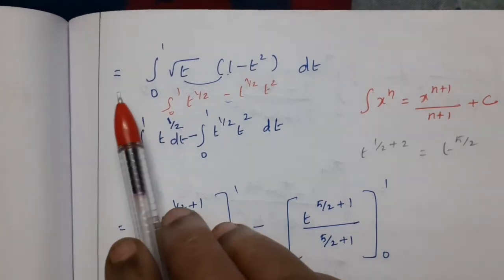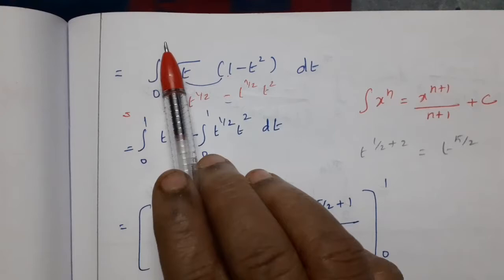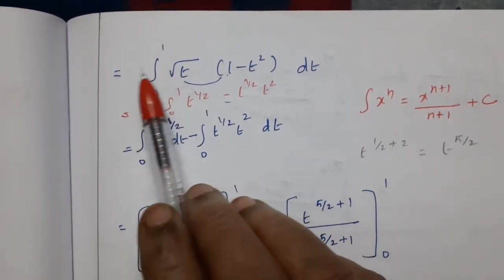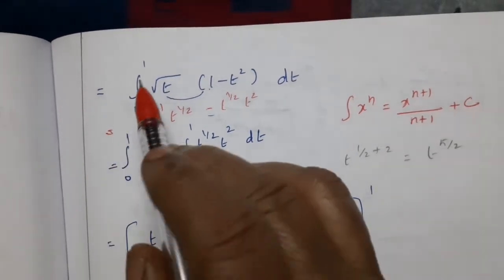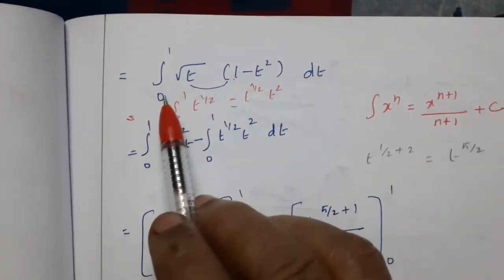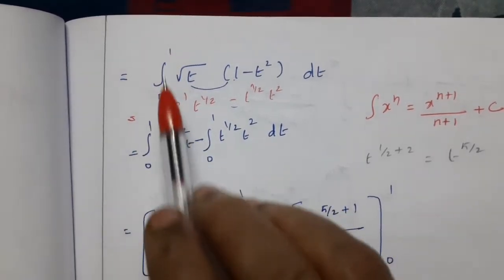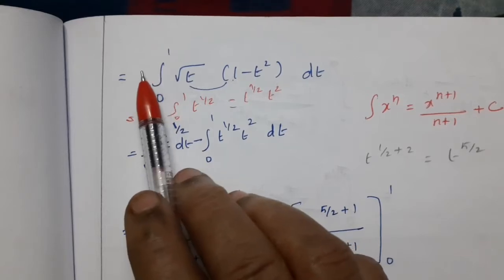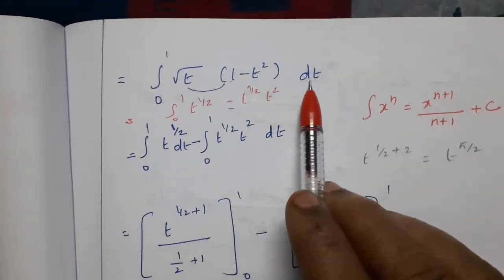So we have minus integral from 1 to 0 of root t, 1 minus t square, dt. The minus becomes plus when the limits are changed: the lower limit becomes the upper limit and the upper limit becomes the lower limit, so the minus is cancelled. If the limits 1 to 0 become 0 to 1, minus into minus becomes plus: integral from 0 to 1 of root t, 1 minus t square, into dt.